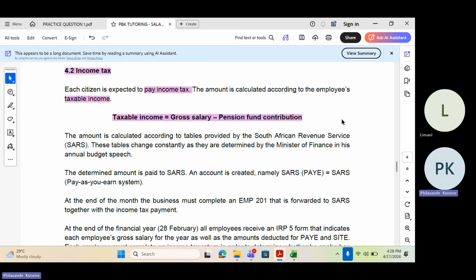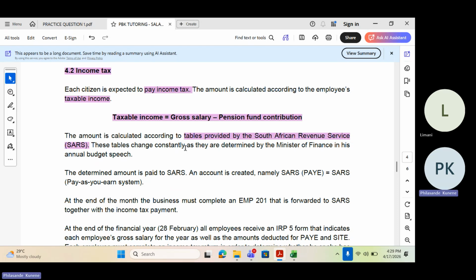As a grade 10 student, I'm not expecting you to know how to calculate taxable income, how to calculate tax. They are going to give you a tax amount, but what you need to know is that tax is a deduction that has to be deducted from gross salary. And that tax, we call it pay-as-you-earn. Let's carry on. The amount is calculated according to tables provided by the South African Revenue Services, which is SARS. There is a method that we use to calculate tax that has to be paid by all employees in South Africa, and we are following tax tables provided by SARS.